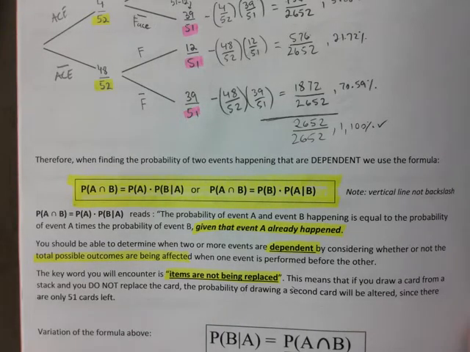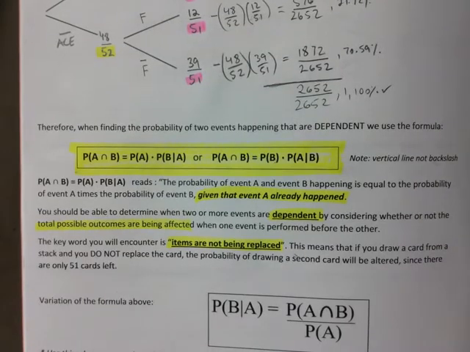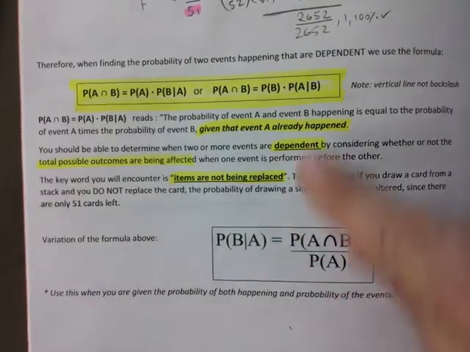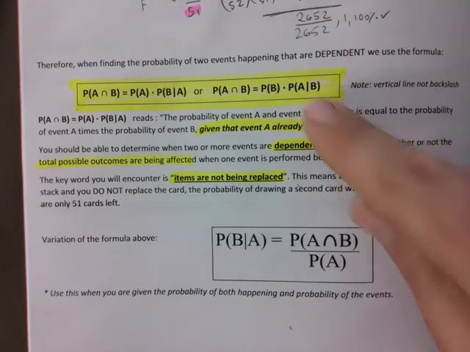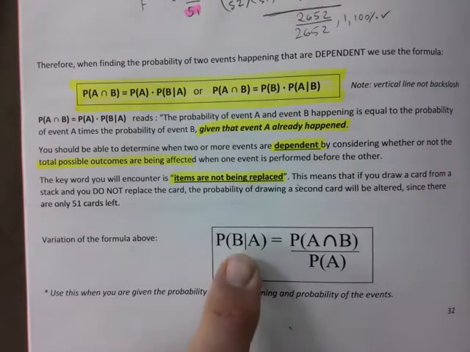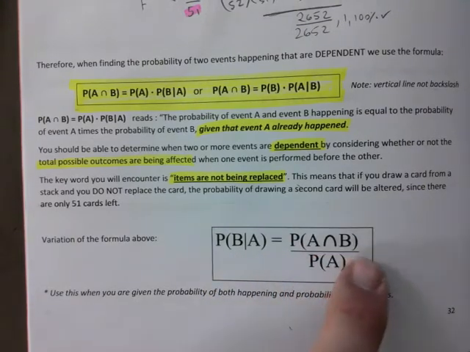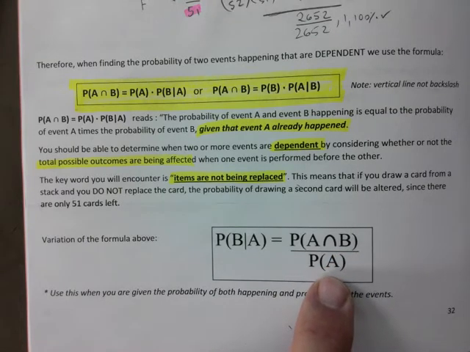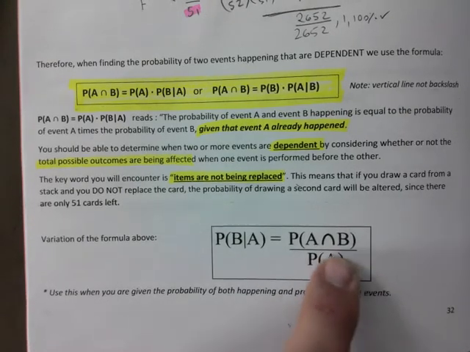Okay. Here's another formula I want you to know. It's derived from one of the ones up here. So let's say you want the probability given that something else already happened. You have to divide the probability of both of them happening by the first event that occurred. Okay.